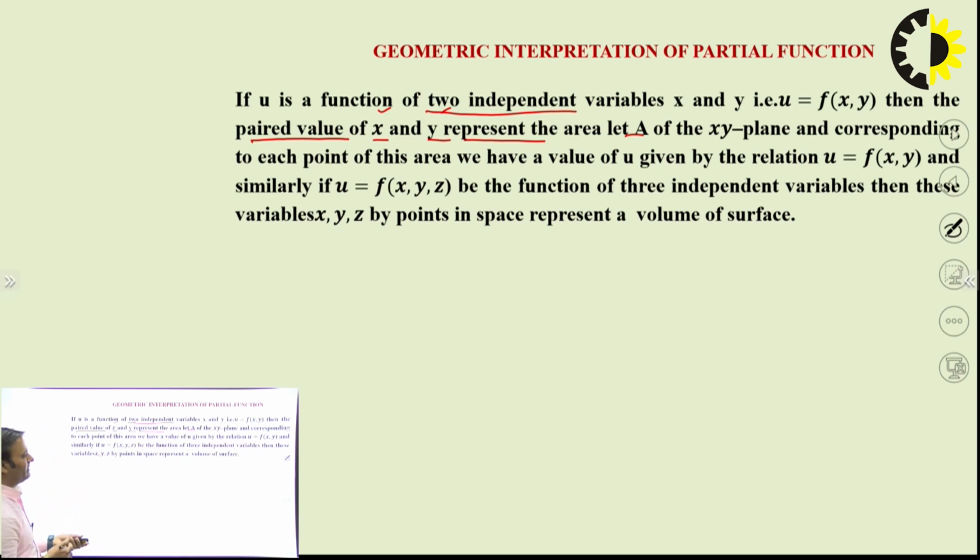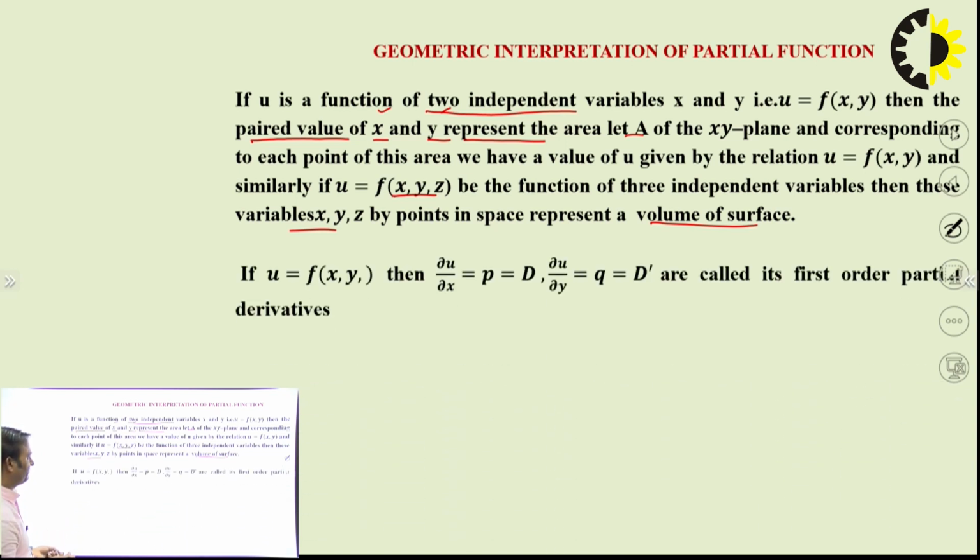In the same manner, if we are dealing with more than two variables, like exactly three variables, then their paired value will basically give you the volume of the surface. Whatever the function, meaning surface, you have to give. This is called the geometrical interpretation of partial differentiation, students, right?